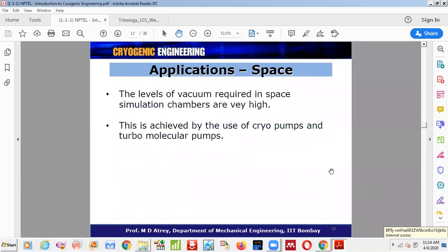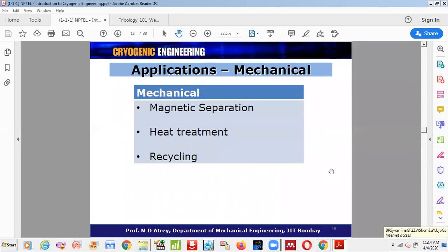This is what we have already discussed. The levels of vacuum required in space simulation chambers are very high. That is what our fourth module will discuss, the vacuum applications. This is achieved by the use of cryopumps and turbomolecular pumps that I will discuss later on.